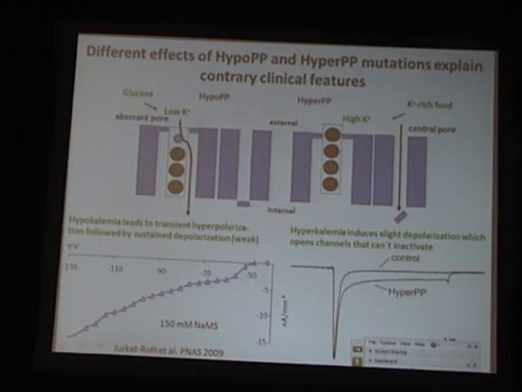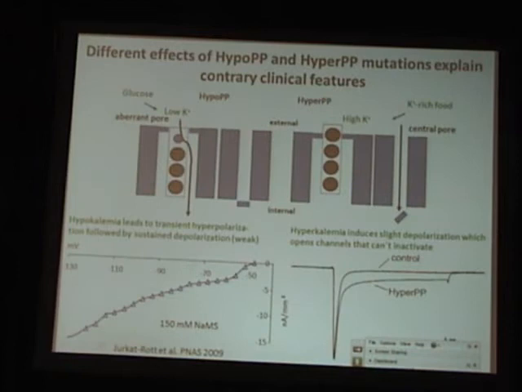This is a brief outline of the different effects of hypo-PP and hyper-PP mutations. On the left side of the slide is hypo-PP. You have this additional pore, this aberrant pore, that's the omega pore, and the red arrow shows you the sodium intake, and this is governed, as we have heard, by low serum potassium, by low potassium in the extracellular space, which leads then to sustained depolarization, and to weakness in the P2 state.